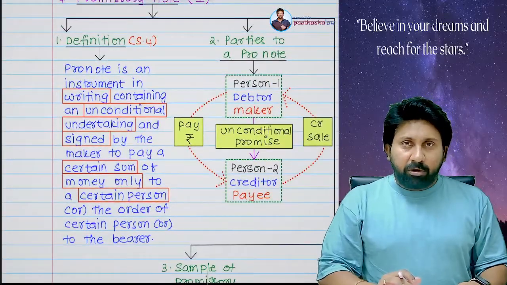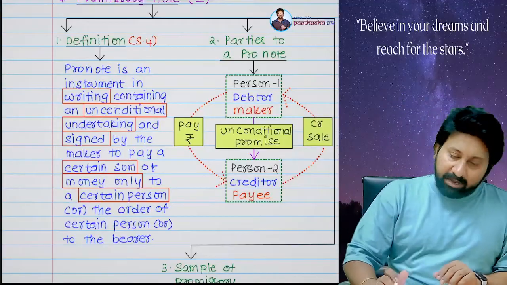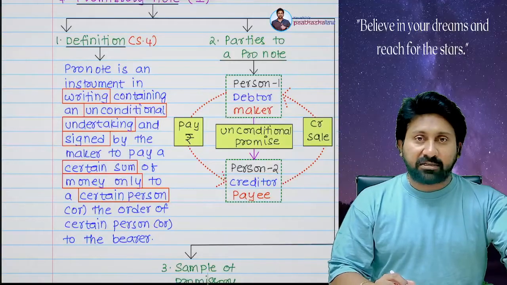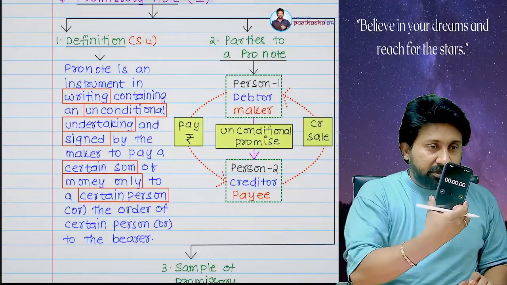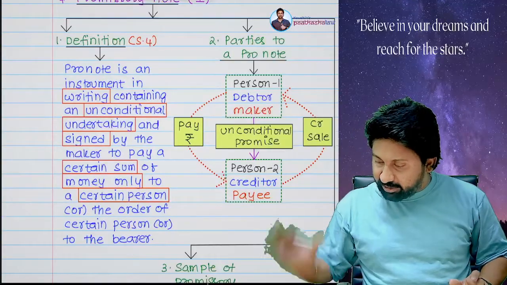Next, promissory note. I'm putting only 3 minutes for the promissory note. Let's understand. Time starts now. So let's begin. I'm starting a timer. Listen, 3 minutes. 1, 2, 3, start.